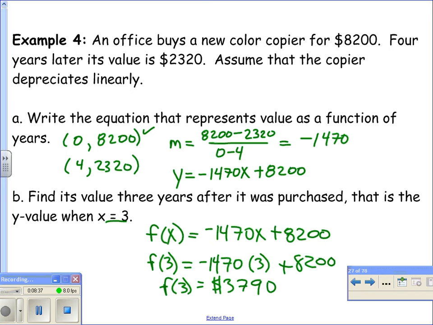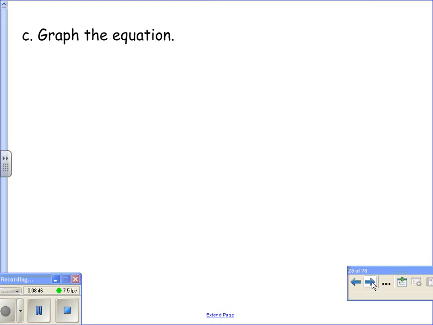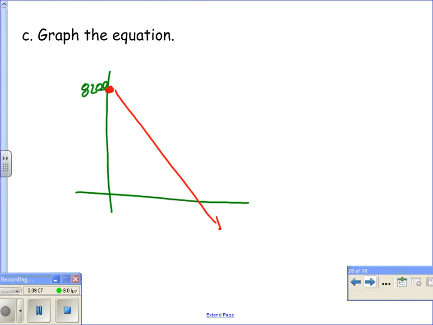It should be worth a little more than what it was worth after 4 years, and definitely less than the 8,200. Okay, and then of course we have to graph that equation. For this, it's probably going to be best to use the information and graph this on your calculator. What you know when you're graphing this is that your y-intercept is at 8,200. And again, it should be a graph and not a sketch, so you should be able to do this on graph paper. And you know that it's going to be depreciating.